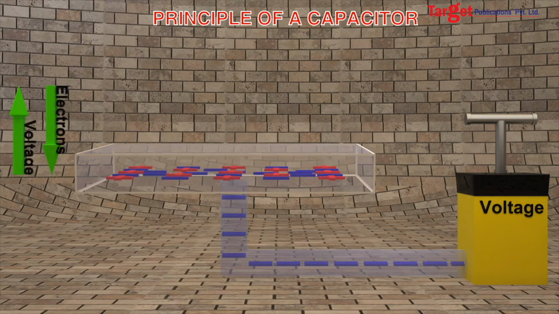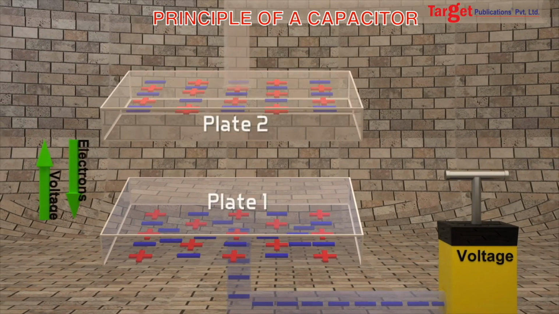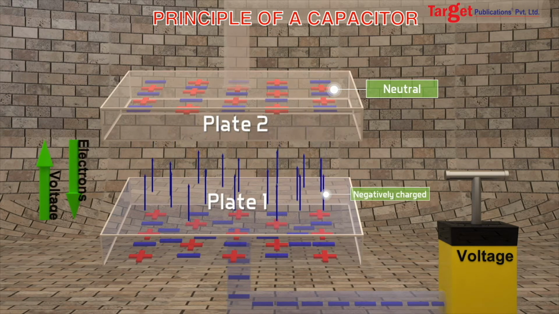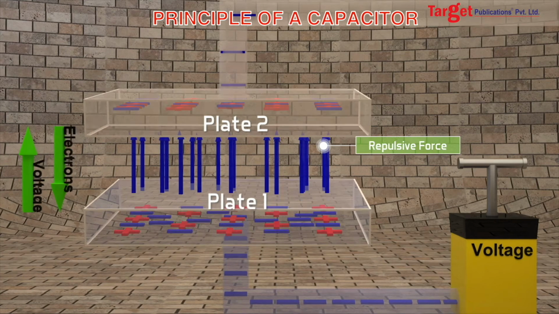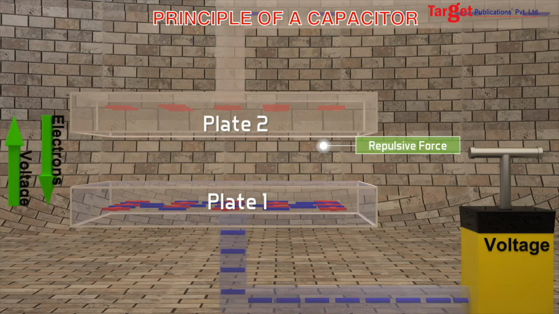In order to increase the storage capacity of the plate, we bring another plate close to the first one. Plate 2 is neutral, whereas plate 1 is negatively charged as before. Because of the excess negative charge on plate 1, the electrons of plate 2 are repelled and move away from the plate. Plate 2 now becomes positively charged. The positive charge on plate 2 then attracts the negative charge on plate 1.